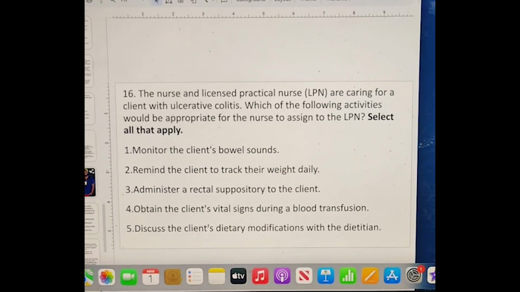Now you need to know what you can and can't do, right? Can you monitor the client's bowel sounds? Can you remind the client to track their daily weight? Can you administer a rectal suppository to the client? Can you obtain the client's vital signs during a blood transfusion? And can you discuss the client's dietary modifications with the dietitian? What are we thinking?